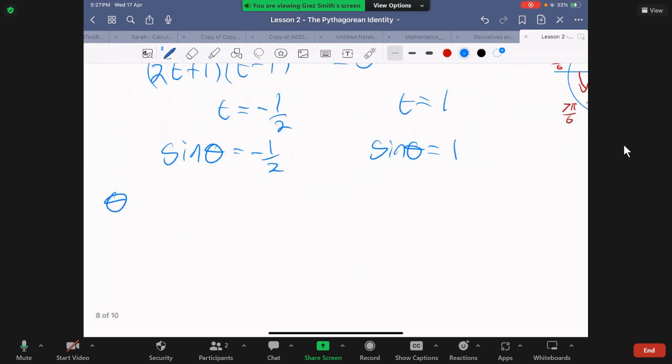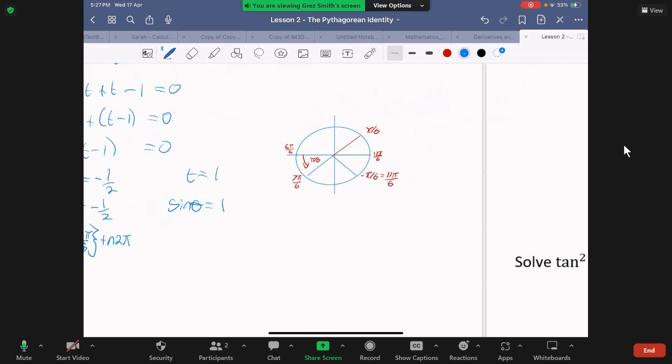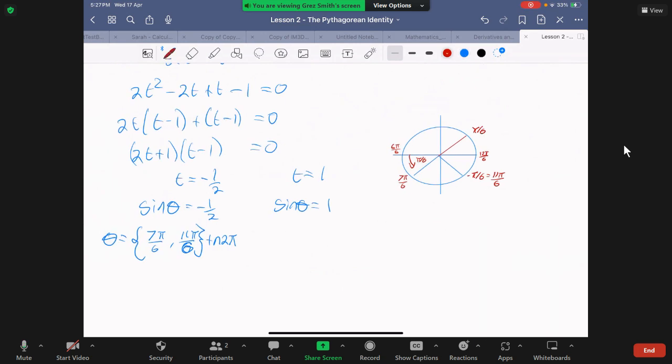So theta is equal to 7 pi over 6, 11 pi over 6, plus n 2 pi. Sine theta equals 1. That is going to be here at this point. That's pi over 2. So theta is equal to pi over 2 plus n 2 pi. These are all of the solutions to the equation.